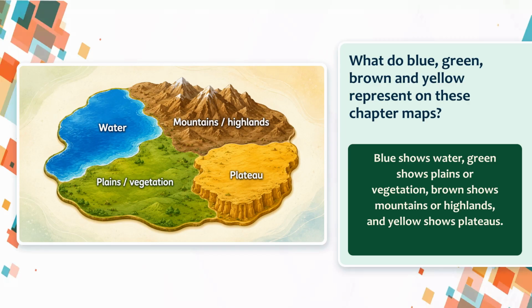Read all 4 colored regions together. What do blue, green, brown, and yellow represent on these chapter maps? The terrain color matches give the full set. Blue shows water, green shows plains or vegetation, brown shows mountains or highlands, and yellow shows plateaus. Each color matches the area shown. Next, we will learn how the legend or key confirms every symbol and color meaning.